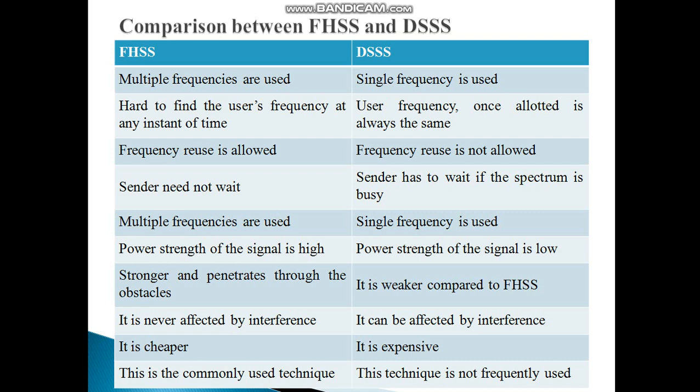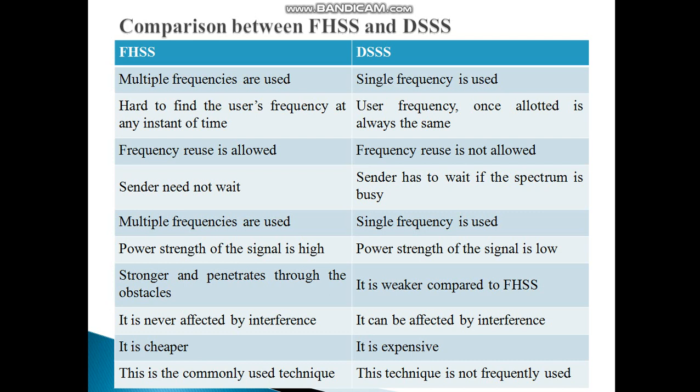There is some comparison between FHSS and DSSS. First, in FHSS multiple frequencies can be used. In DSSS a single frequency is used. In FHSS it is hard to find the user frequency at any instant of time. In DSSS the user frequency once allotted is always the same. In FHSS frequency reuse is allowed. Frequency reuse is not allowed in DSSS.